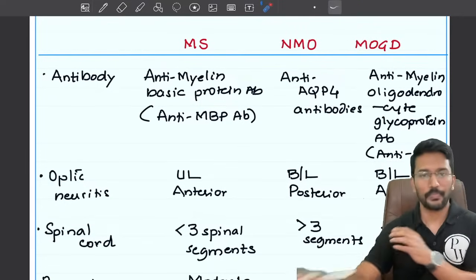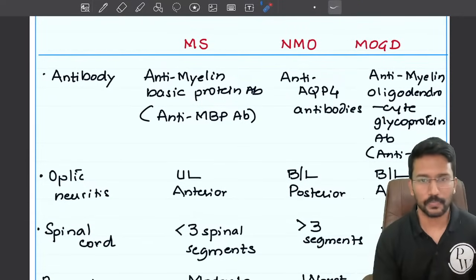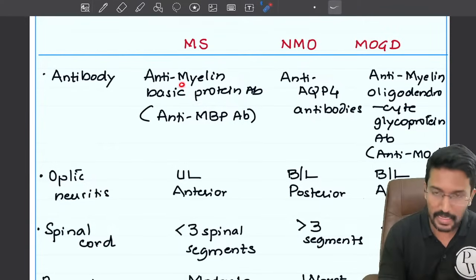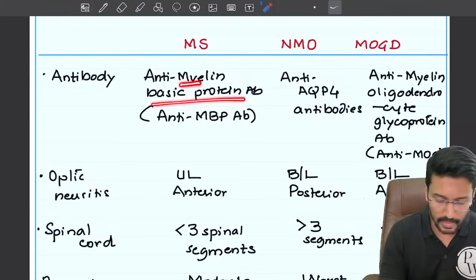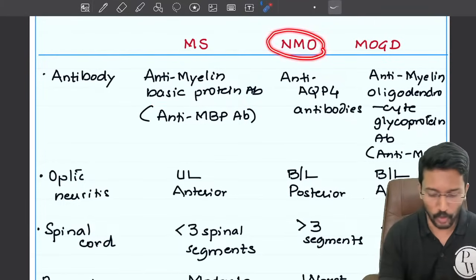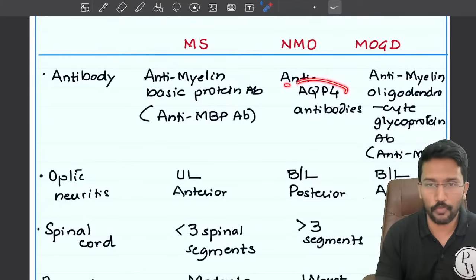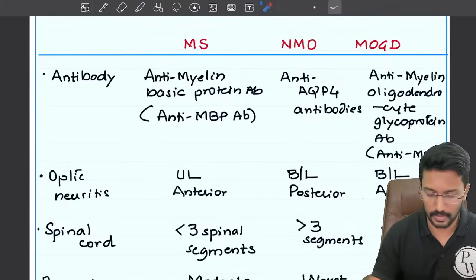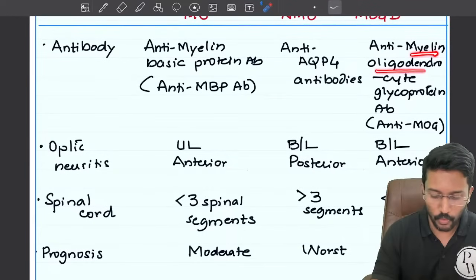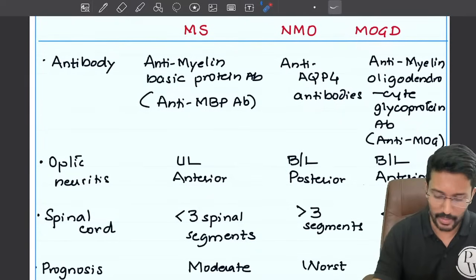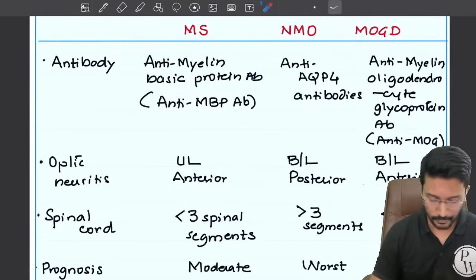Now here is a small table comparing multiple sclerosis, neuromyelitis optica and MOG disorders. Okay. In multiple sclerosis, the antibody responsible for demyelination is called anti-myelin basic protein antibody. The antibody that we see in neuromyelitis optica is called anti-aquaporin 4 antibody. And in MOG disorder, the name itself says myelin oligodendrocyte glycoprotein. That is where the MOG comes from. That antibody we see.